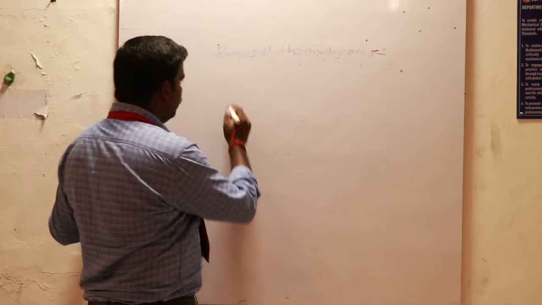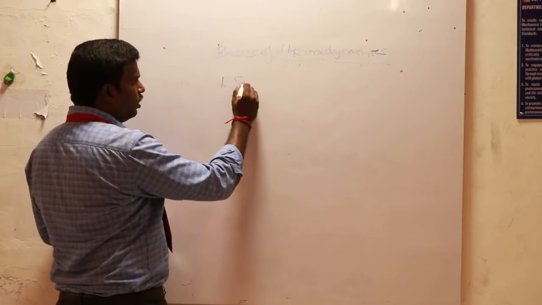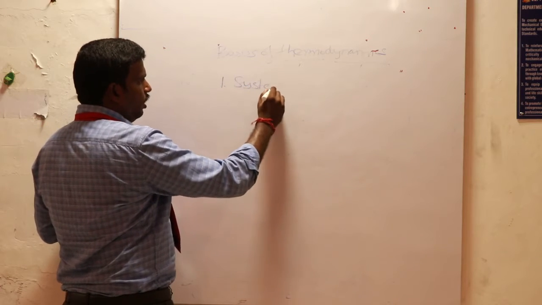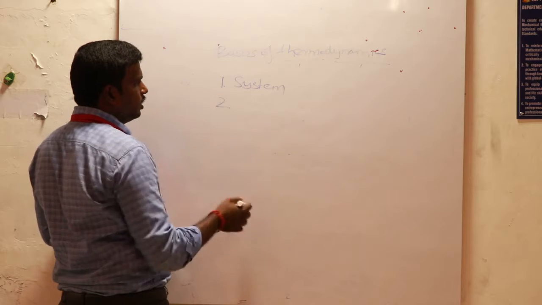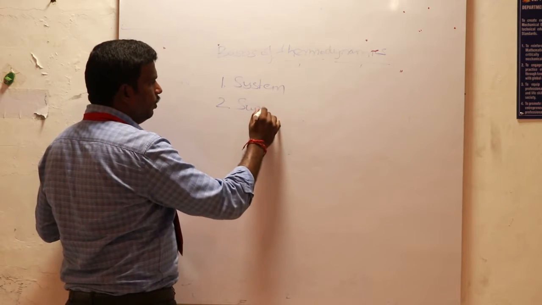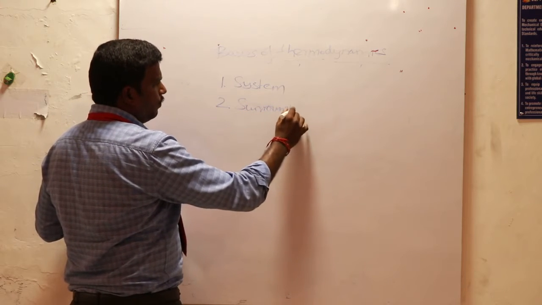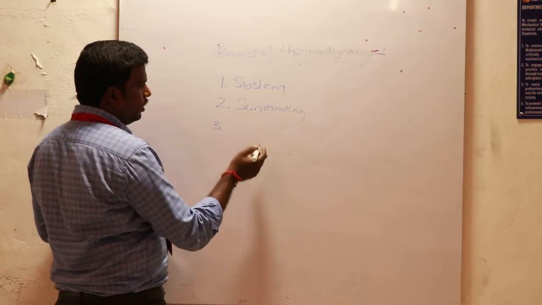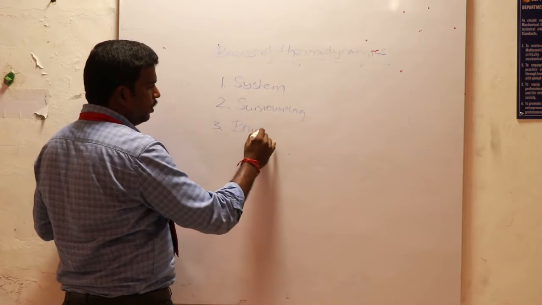So in thermodynamics we come across three major definitions, that is system, surrounding, and number three is boundary. So what is a system?